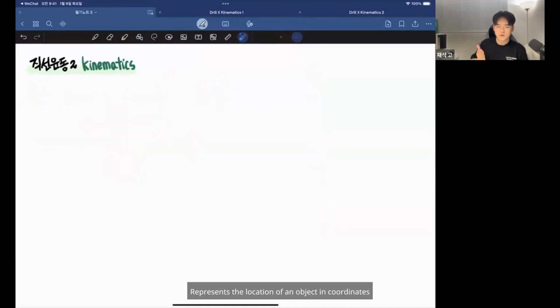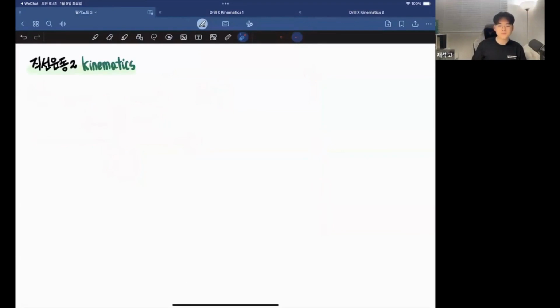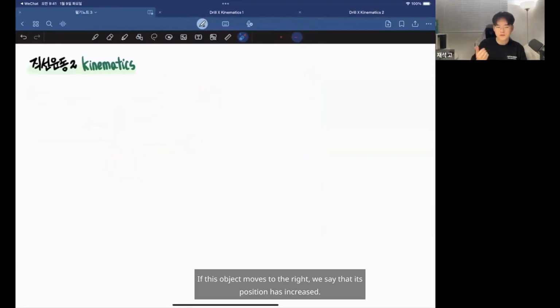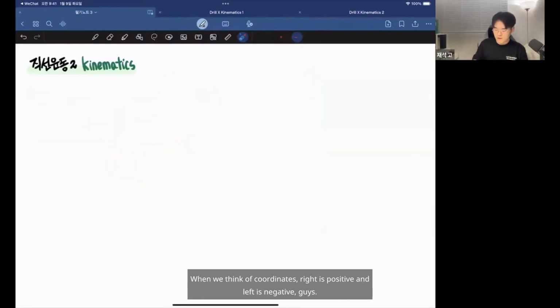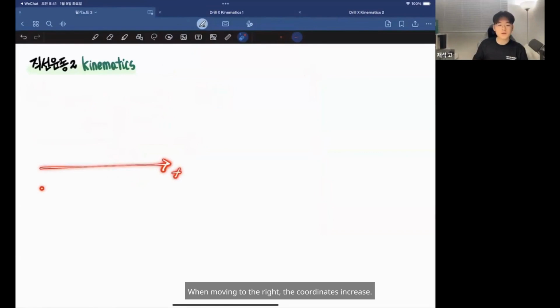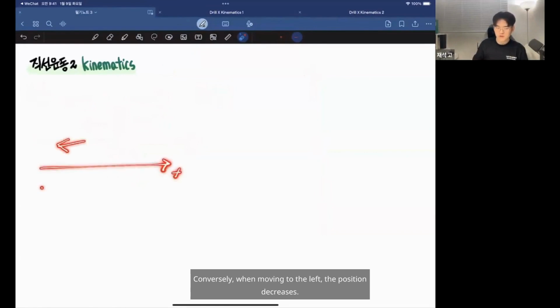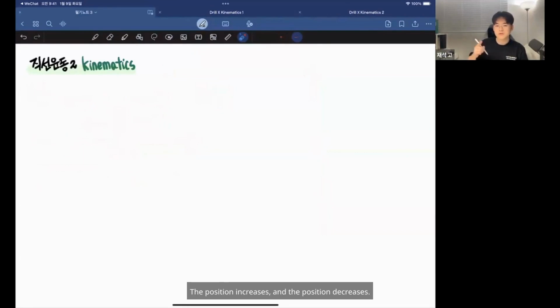Position represents the location of an object in coordinates. If this object moves to the right, we say that its position has increased. Position is a coordinate value. When we think of coordinates, right is positive and left is negative. Guys, when moving to the right, the coordinates increase. Conversely, when moving to the left, the position decreases.